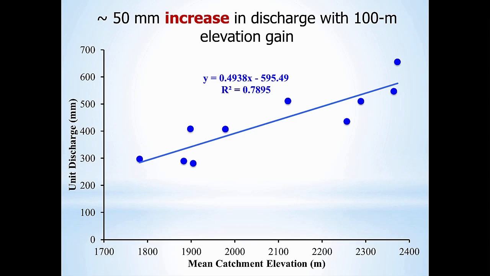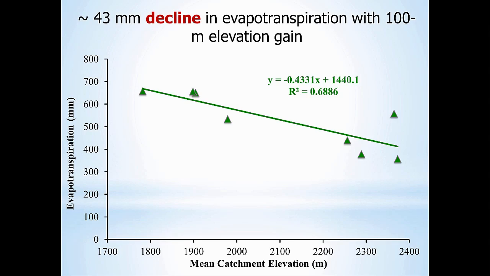If you take the average discharge and plot it as a function of elevation, what you see here is about a 50 millimeter increase in discharge per 100 meter elevation gain. So stream flow increases by 50 millimeter per 100 meter elevation, despite having the same amount of precipitation. The reason is that evapotranspiration declines by about the same magnitude, a 43 millimeter decline, so that excess water that the trees are not using is available for stream flow.